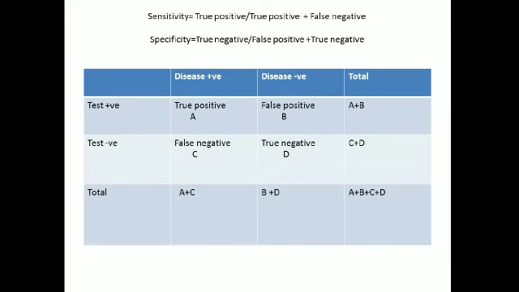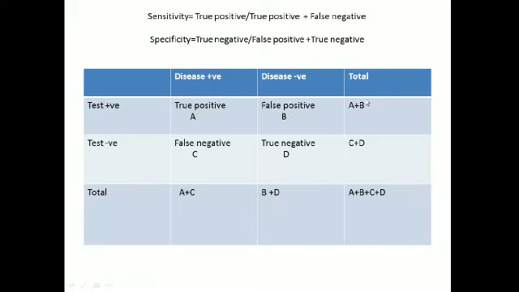So here is the table. You can see here disease positive, disease negative, and total, test positive, test negative. So in place of A we will be putting the number of people who have the disease, and the test also shows that the patient has the disease. Which means A depicts the true positive number of people. And here in disease negative we will find the false positive, which means the patient has no disease but the test shows that the patient has the disease.